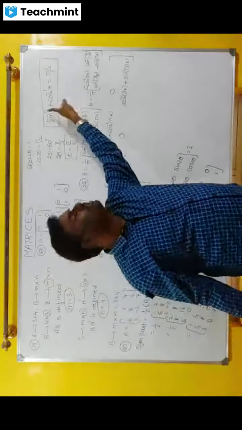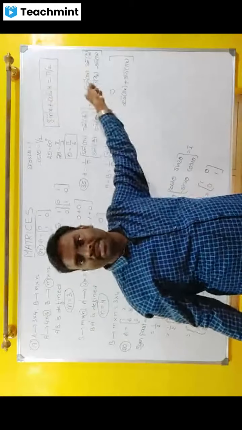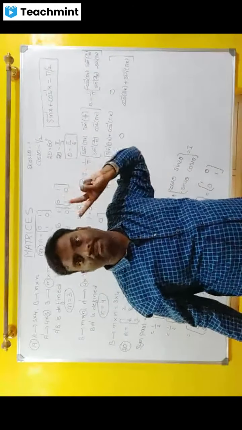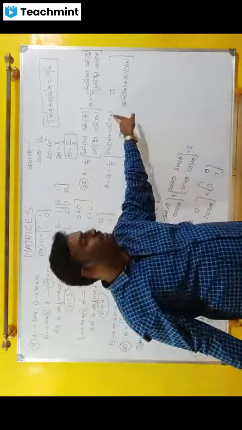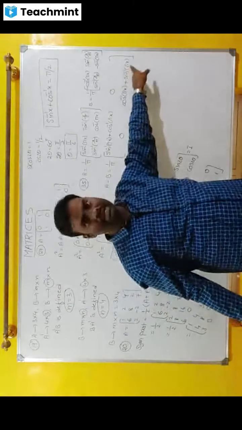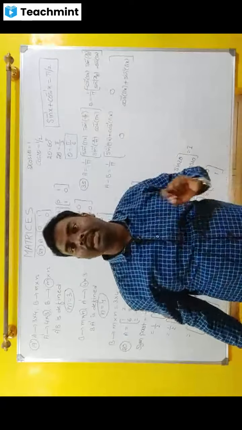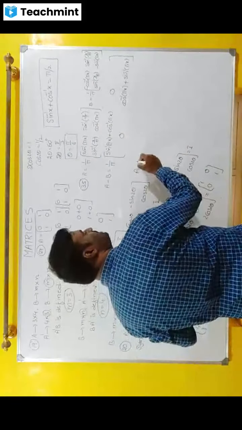Here 2x means 2x, 3x means 3x, pi x means pi x. Both angles should be the same. Here see, angle pi x. Here also angle pi x. Here also pi x. According to that formula, the answer will be equal to what? Pi by 2.